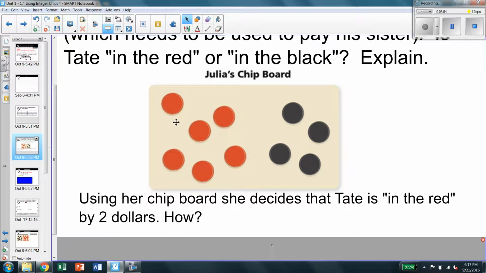How? Well, if we compare, we see that there are 6 negatives, or 6 red chips, and 4 positives, or 4 black chips. There are an extra 2 red, so that represents the $2 that he ends up owing his sister.